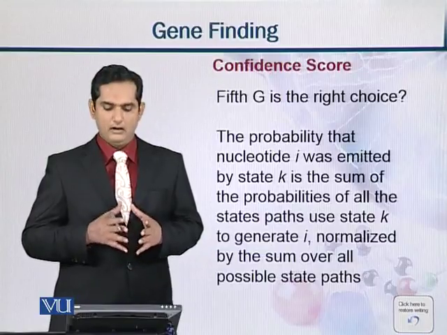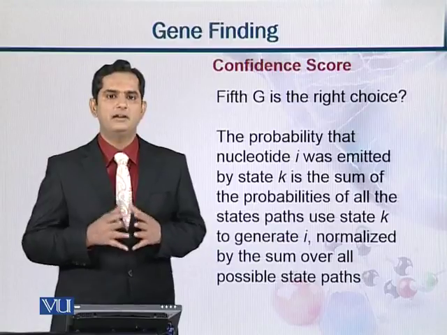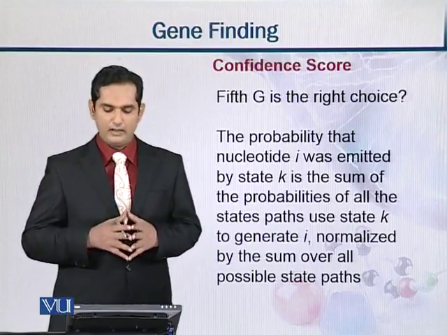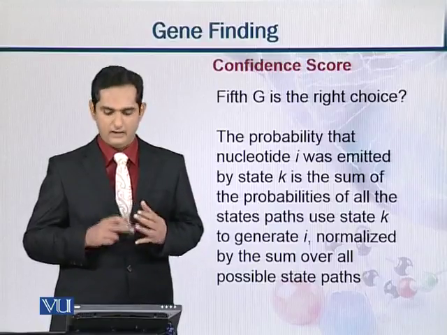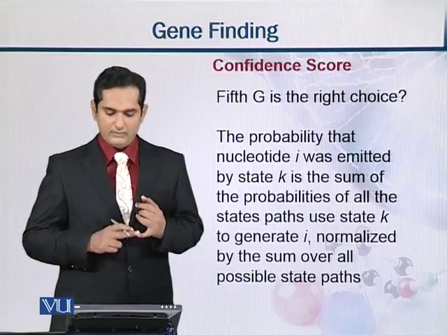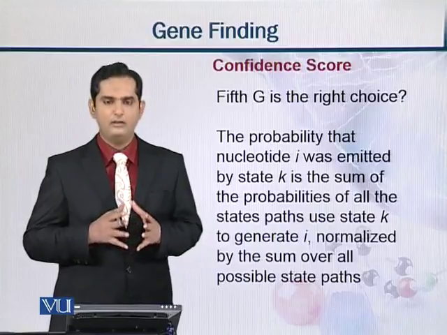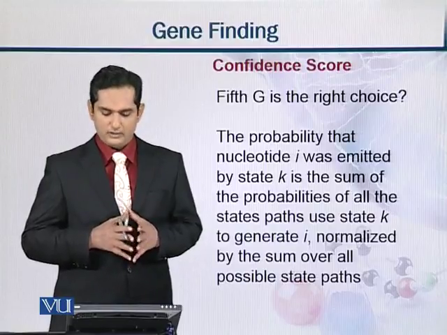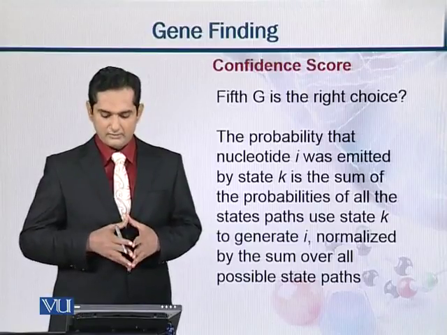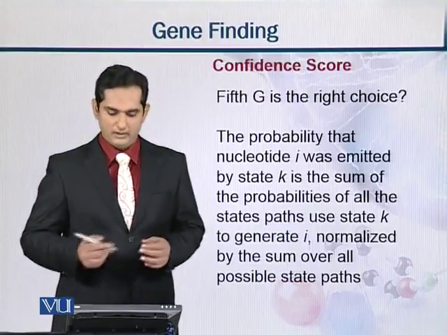Confidence score. We said that the fifth occurrence of G is the right choice. Is this the right choice? How do we define that? For that, we have to calculate the probability that nucleotide i was emitted by state k. It is the sum of the probabilities of all the state paths that use state k to generate our observed sequence at position i, normalized by the sum of the probabilities of all paths given in our HMM.